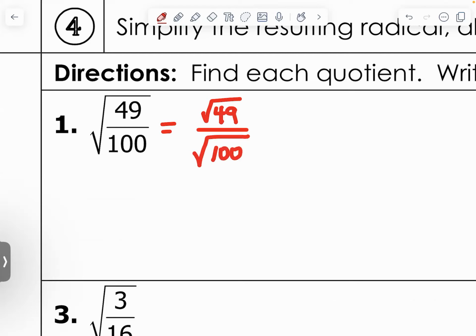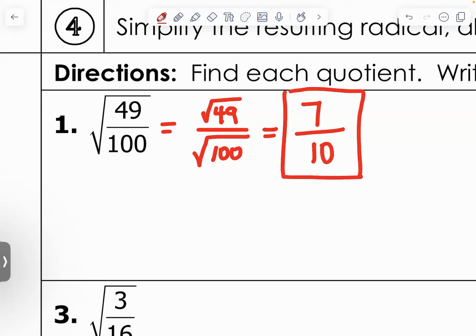If we have division under our radical, we can break it apart into the division of two radicals. Why is this helpful? What's the square root of 49, Connor? 7. You just write it as a fraction. So 7 over what's the square root of 100?